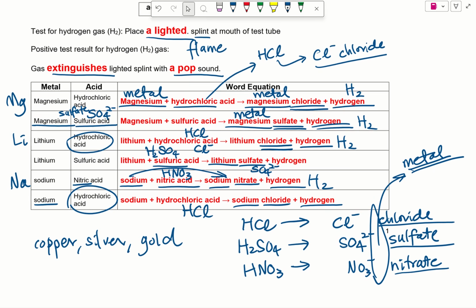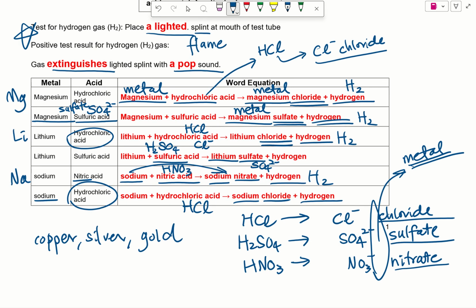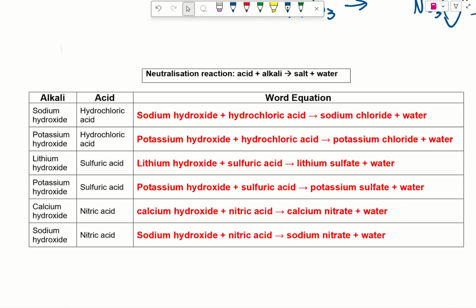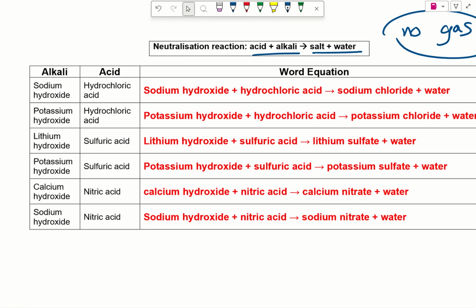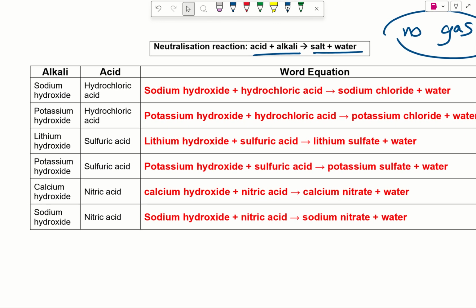How do we test for hydrogen gas? This is important. Next, we do neutralization, which is acid plus alkali to form salt and water. In this case, there is no gas, so there's no test for it, right? Again, how do we form the salt? By now, you should be really familiar with it. Firstly, alkalis have this hydroxide. Hydroxide is OH minus.